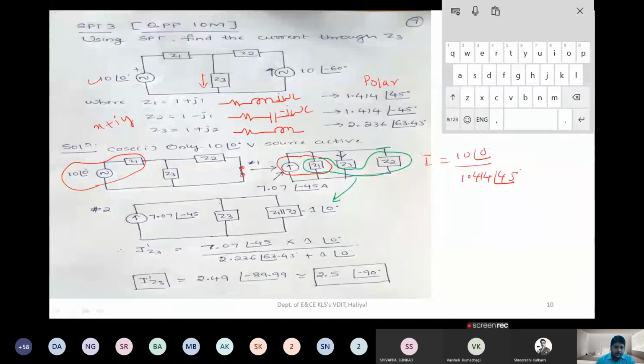Now we want the current through this, so we can apply the current division rule. I am assuming this current as I prime Z3. According to the current division rule, it is the main current multiplied by the opposite resistance, divided by the summation of the two. If you do this, the current through this is 2.5 at an angle minus 90. Is that clear to everyone?